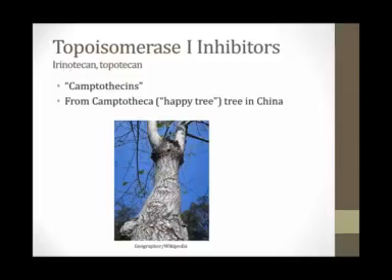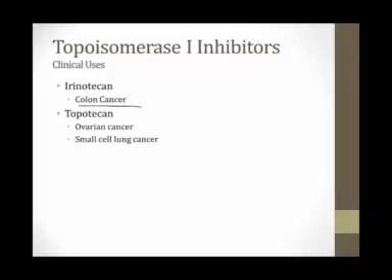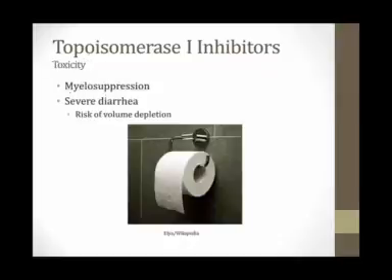The topoisomerase 1 inhibitors are irinotecan and topotecan. These drugs are types of molecules called camptothecans. They come from the Camptotheca tree in China, which is also called the happy tree. Irinotecan is often used for colon cancer, and topotecan is often used for ovarian cancer and small cell lung cancer. Side effects of these drugs include myelosuppression, which is a common side effect of many chemotherapy drugs, and also severe diarrhea, which can be so severe that it can cause volume depletion.